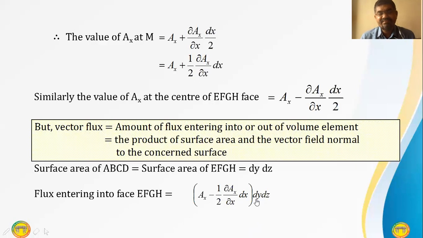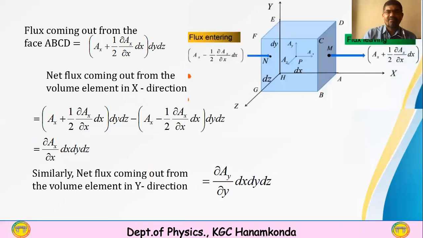Therefore, the flux which is entering into the face EFGH at point N is given by (Ax minus 1/2 ∂Ax/∂x dx) dy dz. Now we are going to calculate the flux coming out from the face ABCD.